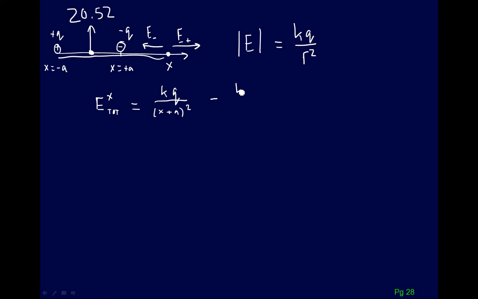Now the same thing for the negative charge. If I look at that, the distance between the negative charge and my point is just right here. If I look on my diagram, I would call that x minus a. So it's a little bit smaller than x, and the other distance is a little bit bigger than x. And so I get x minus a squared.